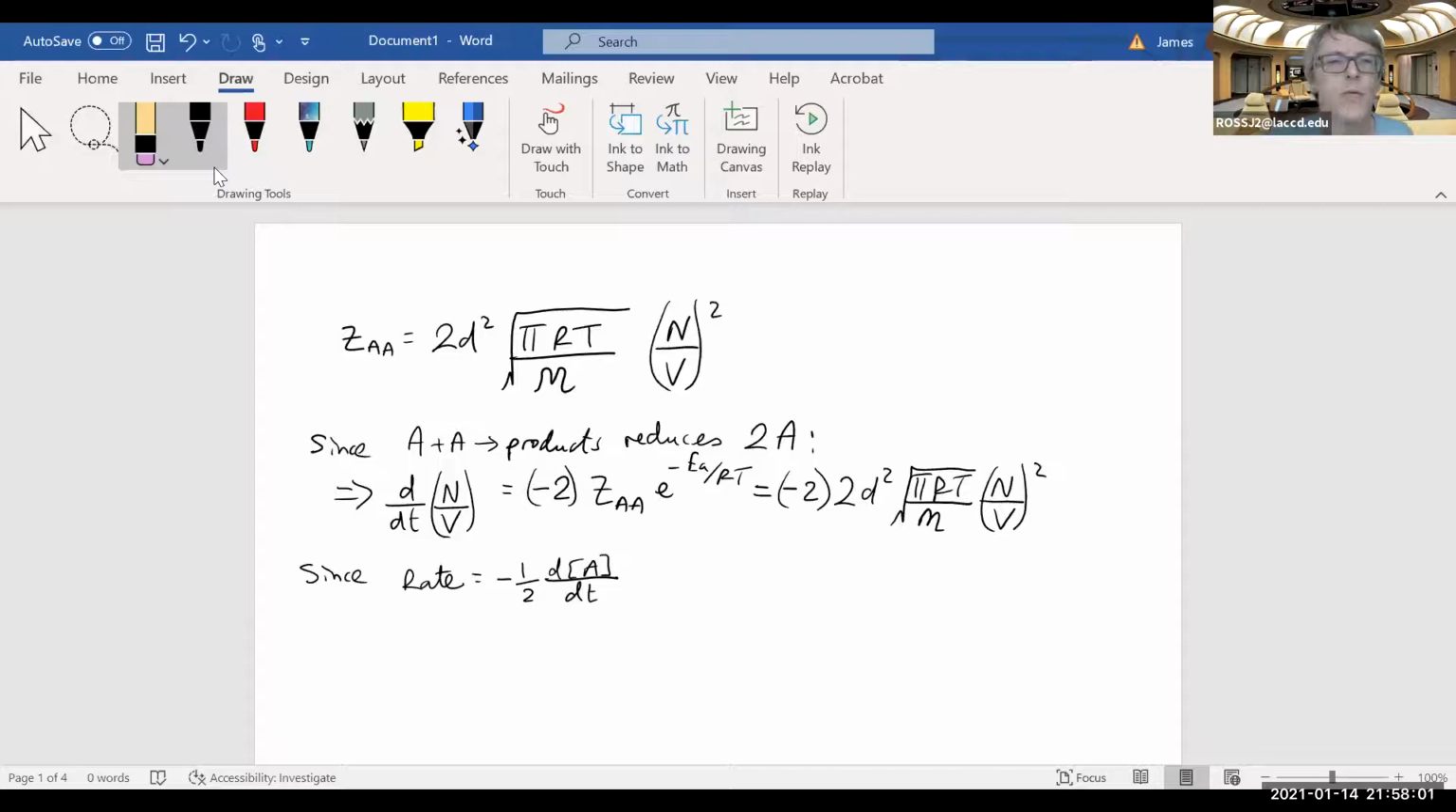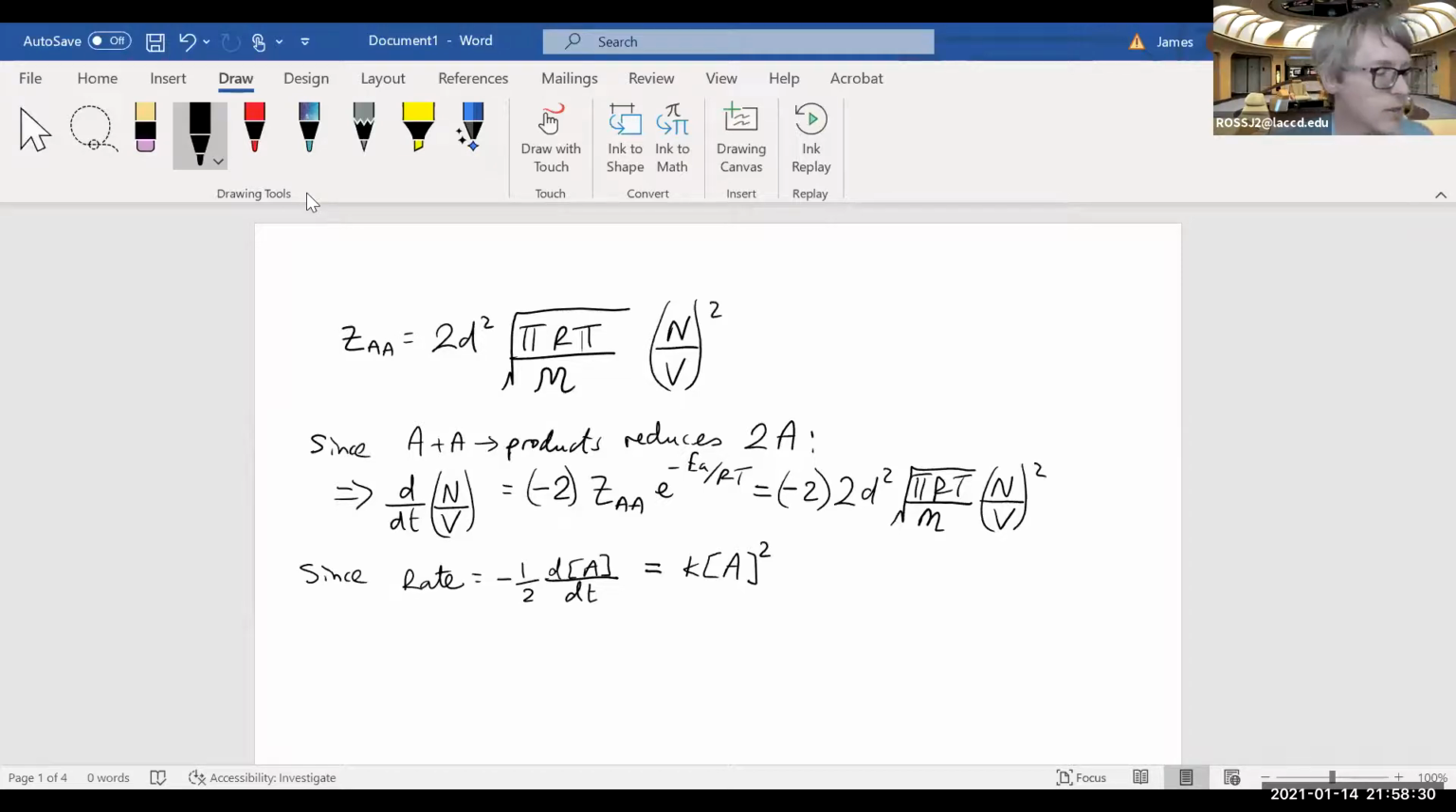And we know that the rate is also equal to k[A]². Okay, so this is just like we've done in the previous video, setting the rate expression equal to the rate law. And we now have a bit more information about how complicated the rate constant k can be.